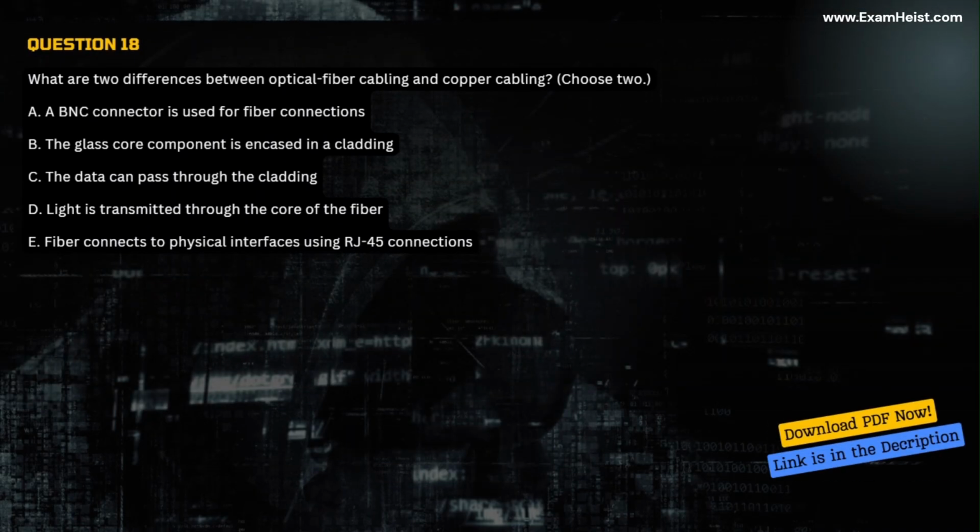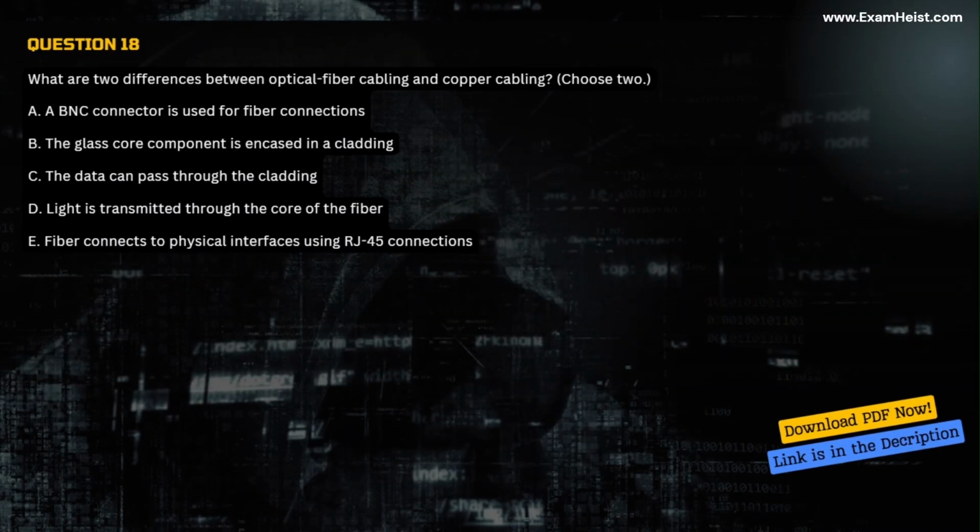Question 18. What are two differences between optical fiber cabling and copper cabling? Choose 2. A. A BNC connector is used for fiber connections. B. The glass core component is encased in a cladding. C. The data can pass through the cladding. D. Light is transmitted through the core of the fiber. E. Fiber connects to physical interfaces using RJ45 connections.